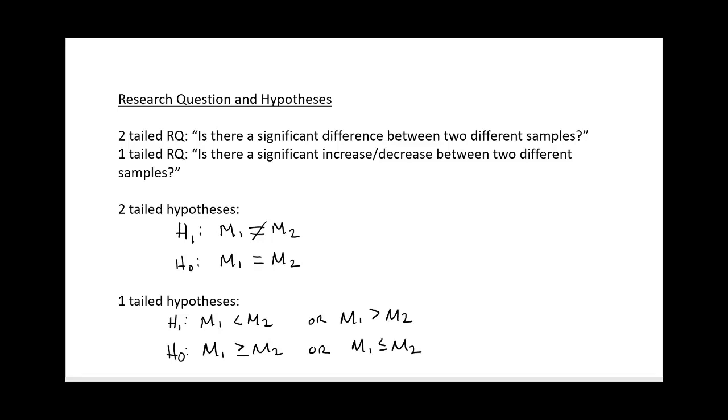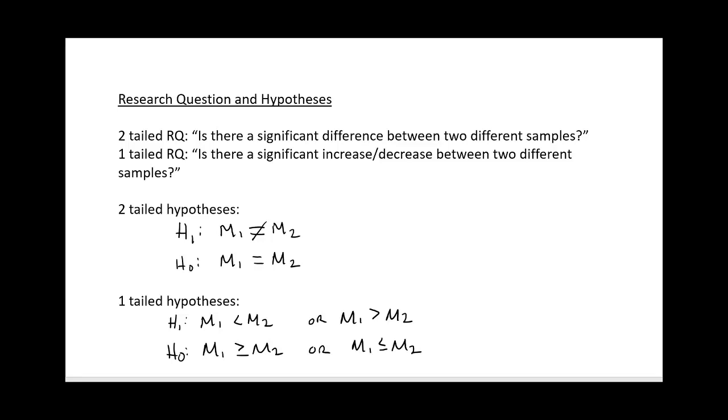A one-tailed research question is, is there a significant increase or decrease, depending on which way you are hypothesizing, between two different samples? One way you could state this is, is there a significant increase in height between male and female students? Or is there a significant decrease in the time it takes to complete an exam between freshmen and seniors? So we can look at that in either direction. Notice that you have to pick one, you don't get both.